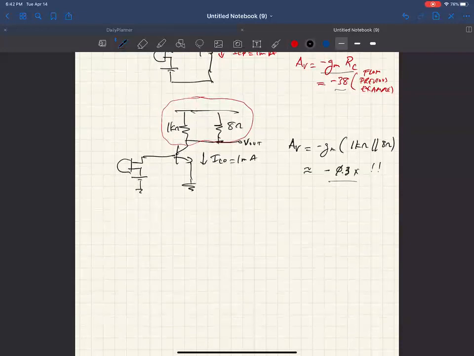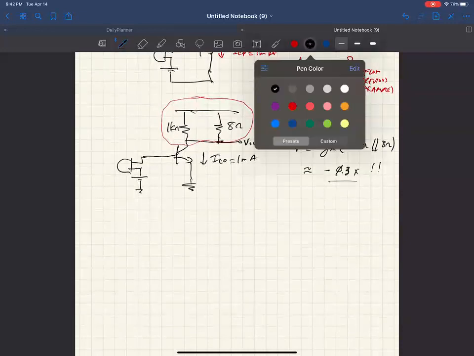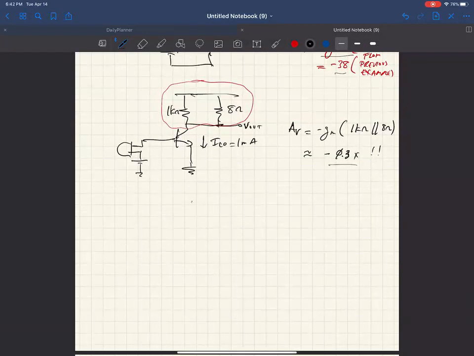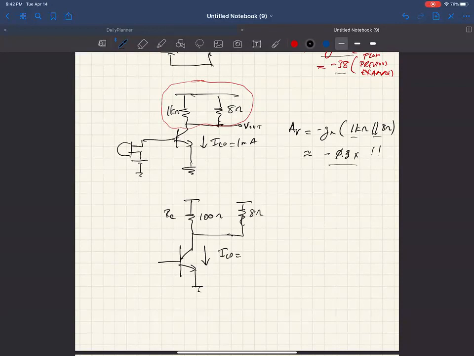So your option here is to redesign the amp by reducing R sub C, because your problem was R sub C in parallel with 8 ohm. So you can drop R sub C to 100 ohm in parallel with your 8 ohm. And to get the same gain, you would have to increase I sub C by a factor of 10.